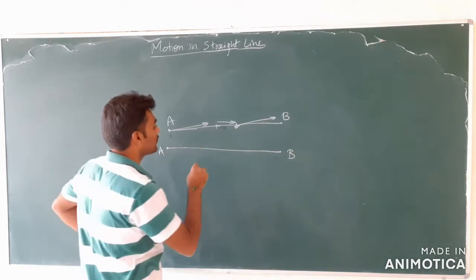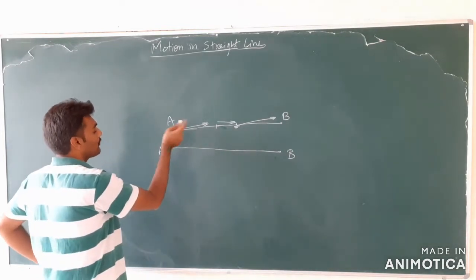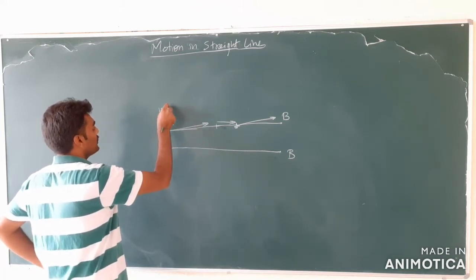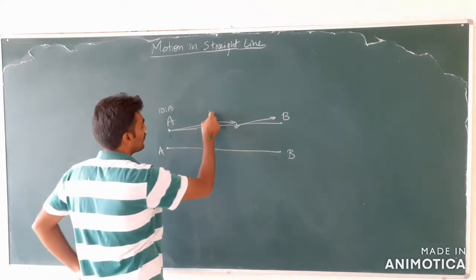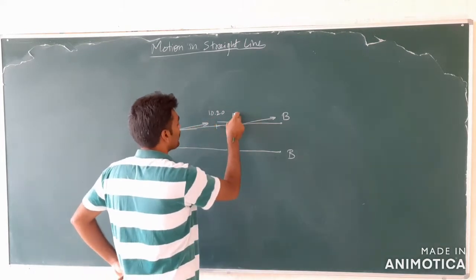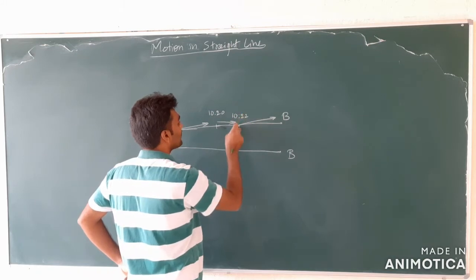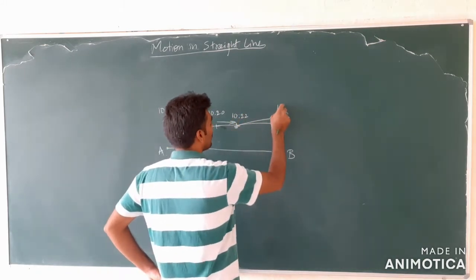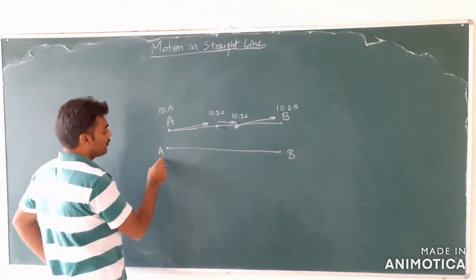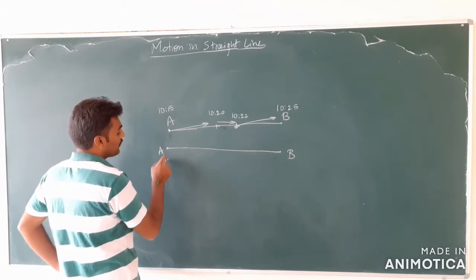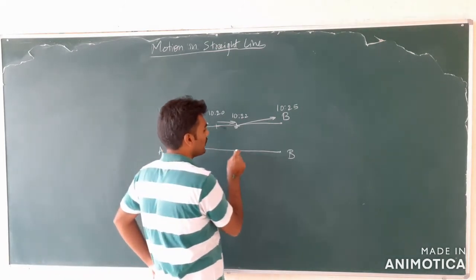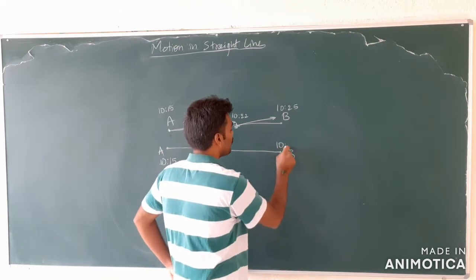Now let me give the details of the motion. Say the first body starts its motion from A at 10:15, and till 10:20 it increases its speed, and at 10:22 it comes to rest, and finally at 10:25 it reaches B. Now the second body starts its motion at 10:15 itself, but it maintains the same speed and reaches B at 10:25.